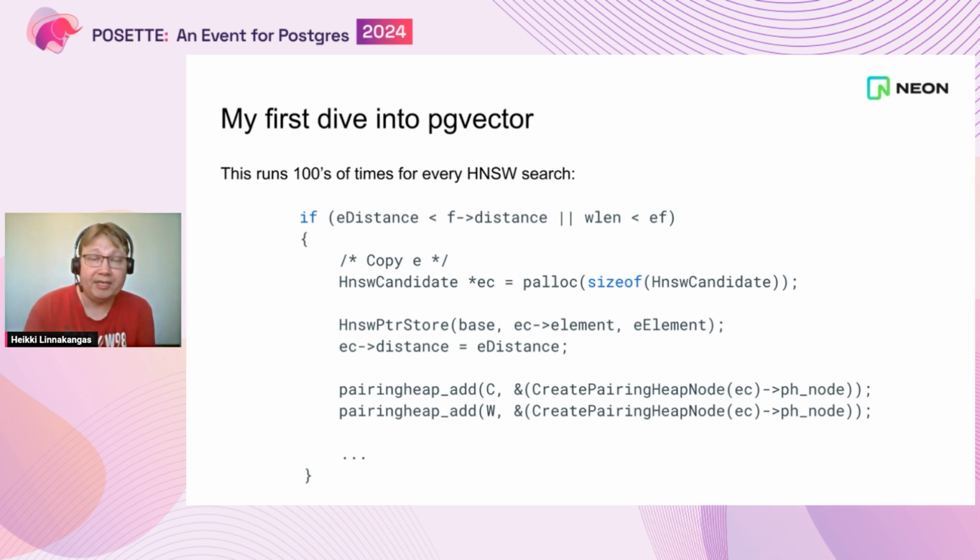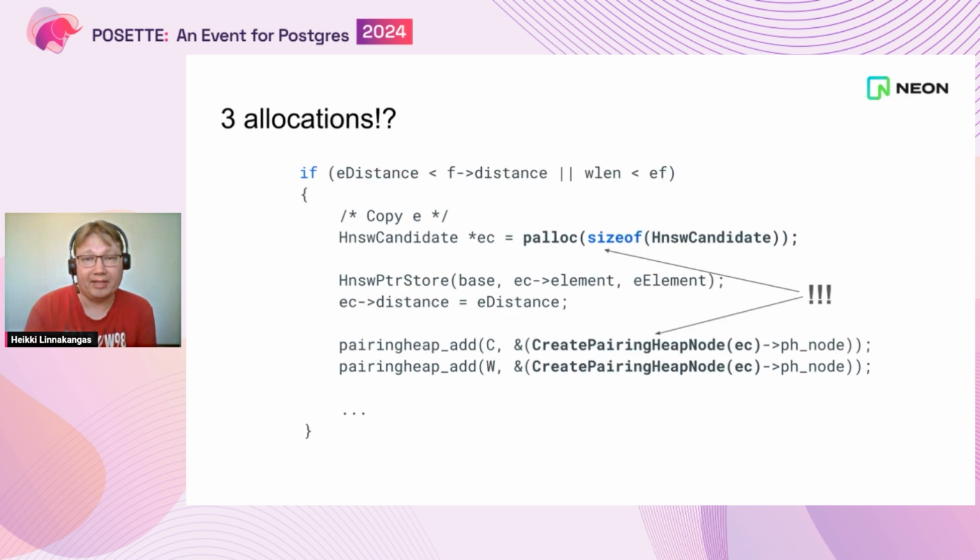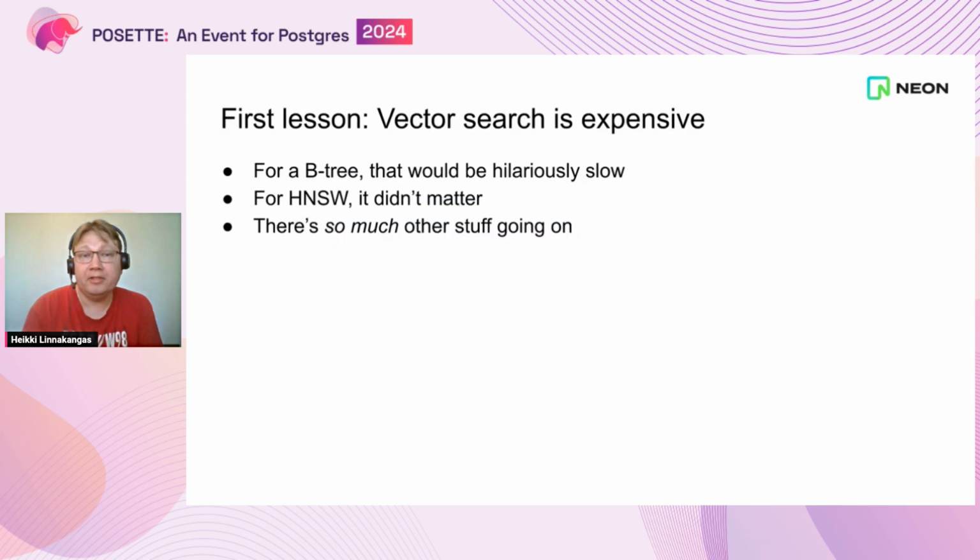And one thing that immediately stood out to me was that if you're doing a lot of allocations, look, there's 3 allocations here in a tight loop, so that has got to be very expensive. Or so I thought. And I have a lot of experience with B trees and traditional index types, so I thought, that's got to be the problem. It turned out that it really didn't matter. With HNSW, it's such a more expensive algorithm than regular B trees and stuff that those 3 allocations were just lost in the noise.